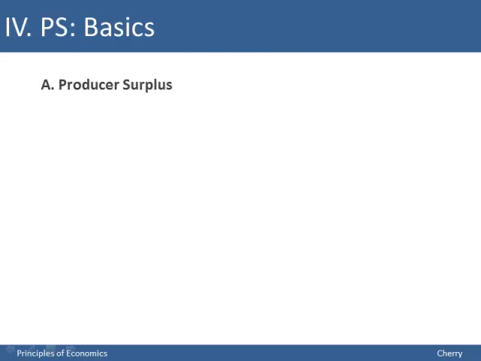All right, now we're going to move to producer surplus. Producer surplus represents the benefits that the sellers receive by participating in the market. All right, so this definition looks similar to the consumer surplus definition. The only difference is that we're looking at the benefits that the sellers receive instead of the benefits the buyers receive.